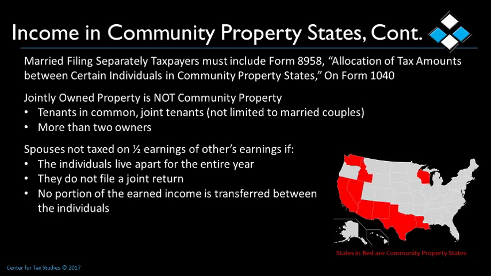In community property, though, the spouses don't have to be taxed on one half of the earnings of the other if the individuals live apart for the entire year, they do not file a joint return, or no portion of the earned income is transferred between the individuals. You can also make property that is community property not community property by treating it as separate property.